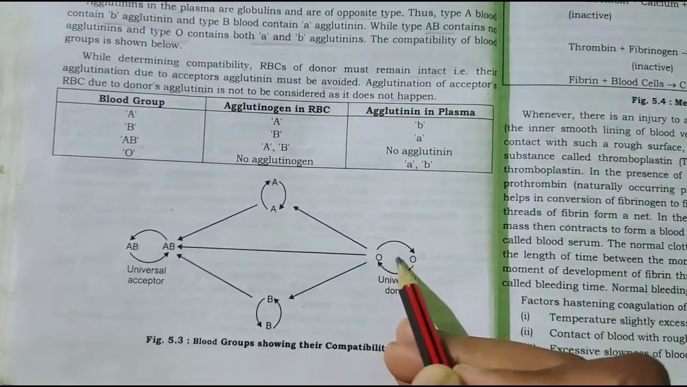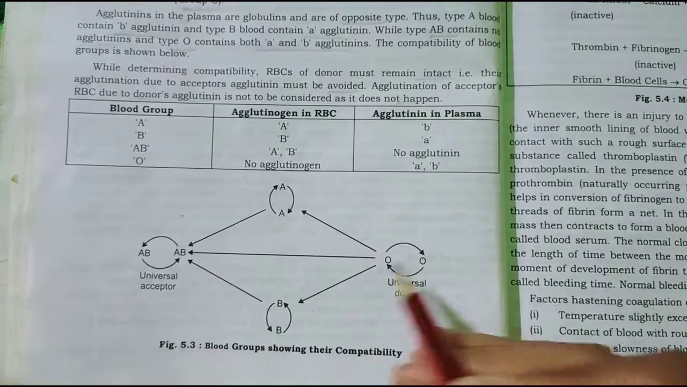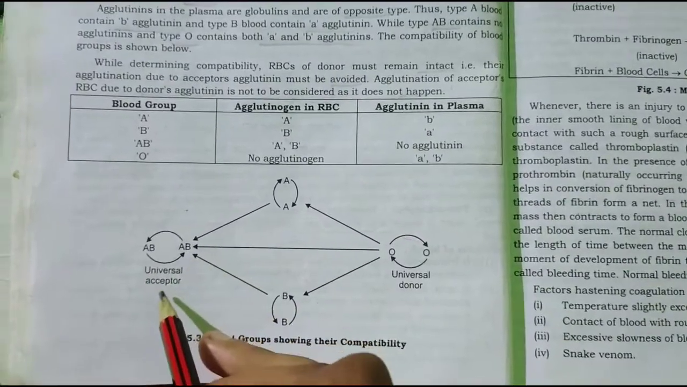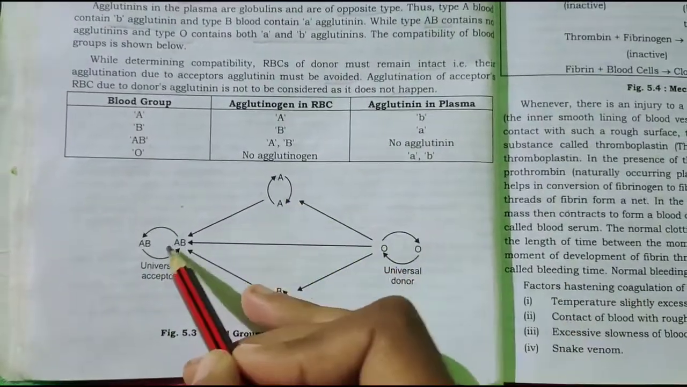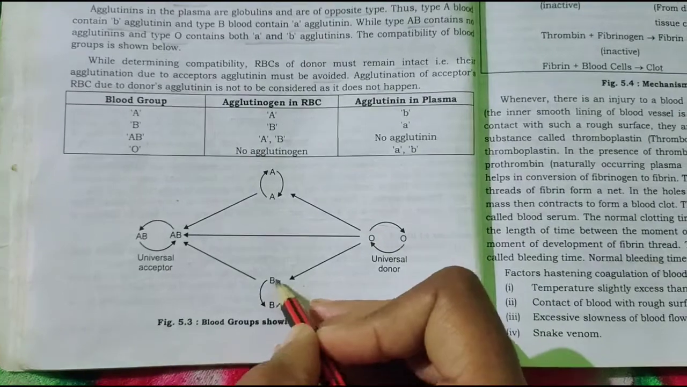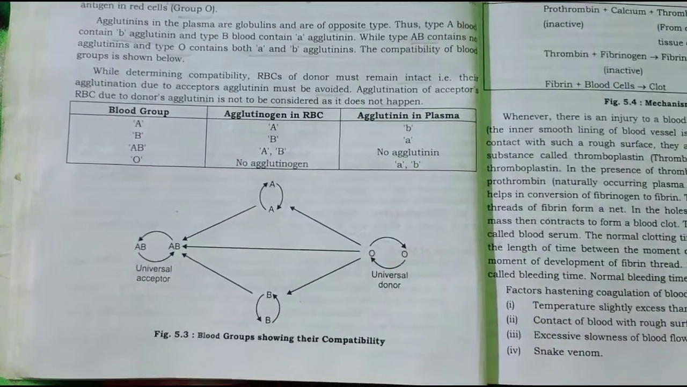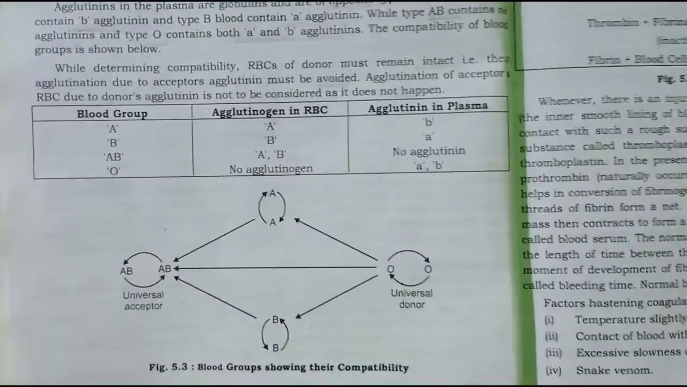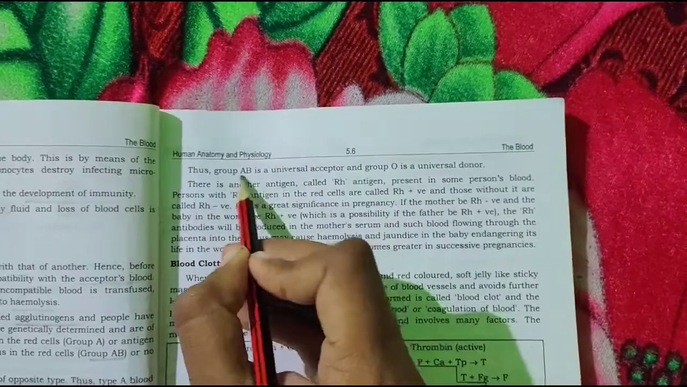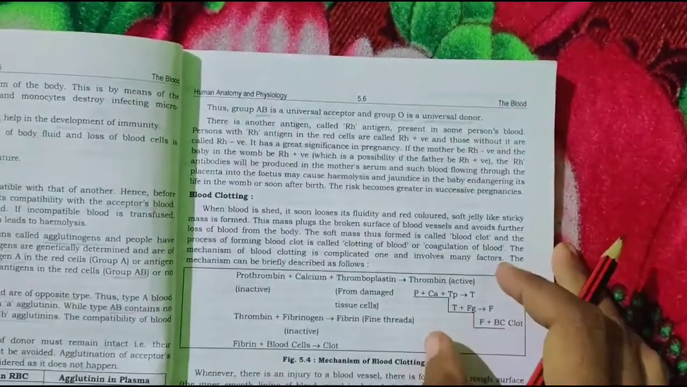O donates to all blood groups: A, B and AB. And AB is the universal receiver. AB receives blood from A, B and also O. B receives blood from B and O, and donates to B. Thus the group AB is the universal acceptor and the group O is the universal donor.